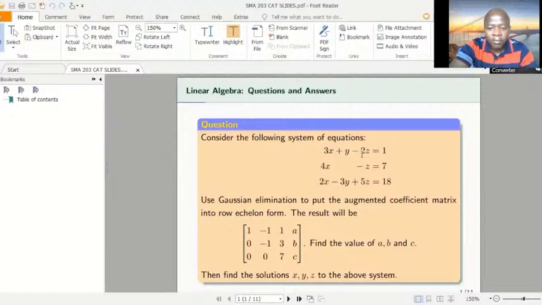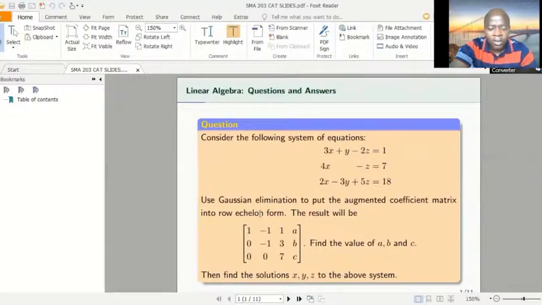in row echelon form. Obtain this, that the result will be this: row 1, 1, negative 1, 1, a; row 2, 0, 1, negative 3, b; and then row 3, 0, 0, 7, c. Find the value of a, b, and c. And then after you find the value of a, b, and c, solve this by back substitution from the last equation here going up to find the values of x, y, and z.